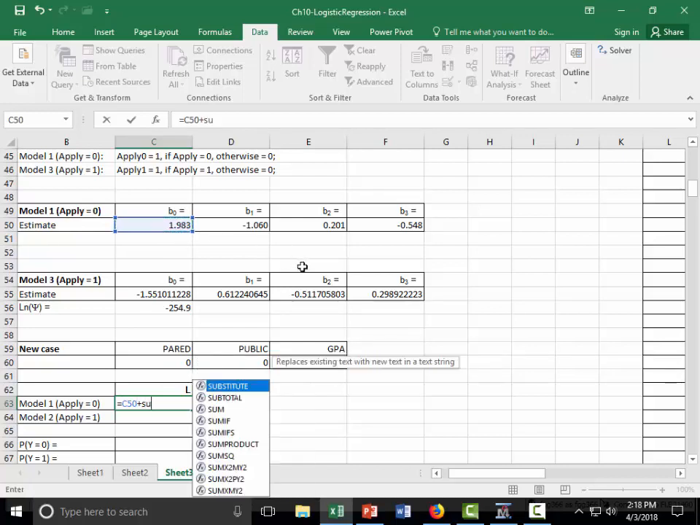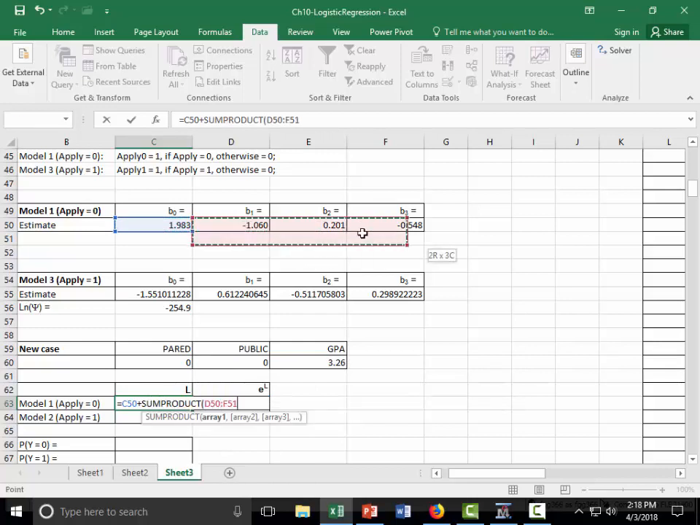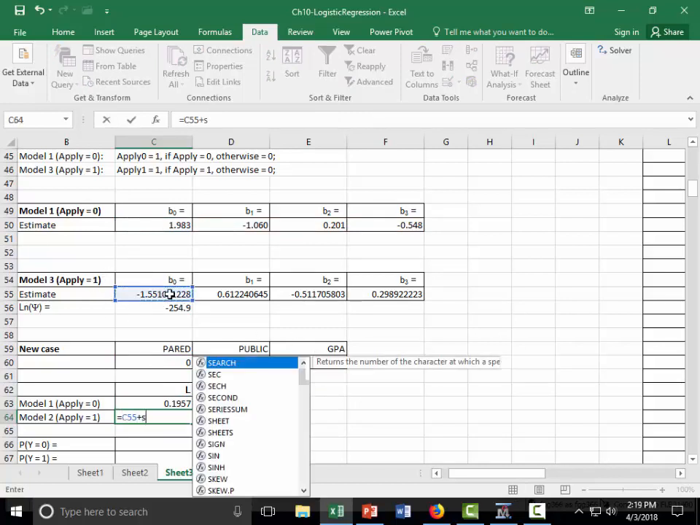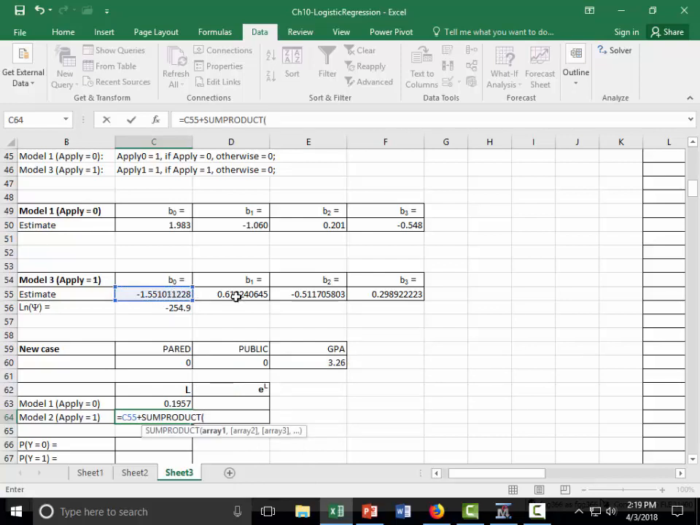That plus some product of the B coefficients with the predictor. Okay. And then this model 3 intercept plus some product of the slope coefficients and the predictor profile. So that's for the second. So these two are our logit values.